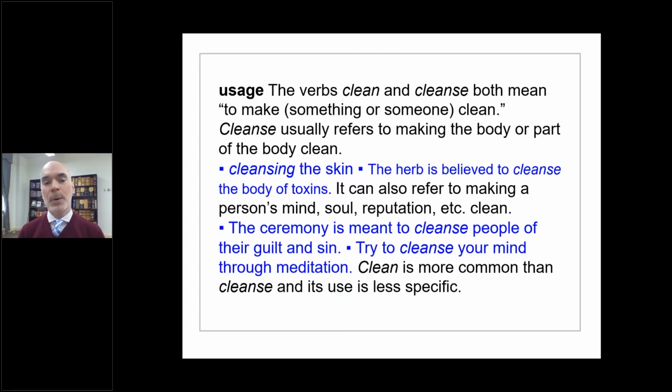So for example, the verbs clean and cleanse both mean very similar things. They have semantic overlap, but they're used very differently. Almost no native speaker of English would use them interchangeably. So you cleanse your skin. Cleanse is usually referred to making the body or parts of the body clean, whereas clean is more common than cleanse and less specific. And so you know, that's a very important little usage note.